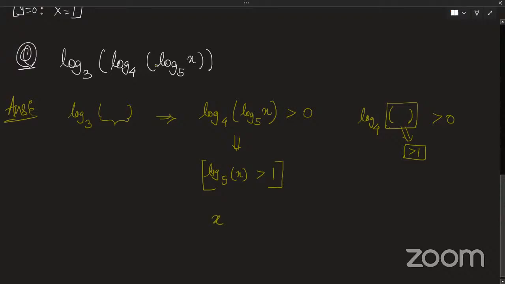So now tell me, what is the range of x? X will be greater than, now 1 has come over here. So it is basically log 5x has to be greater than 1. So now tell me, what is the possible value of x?